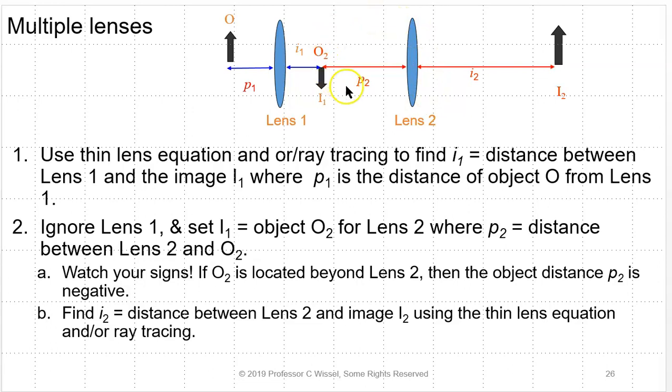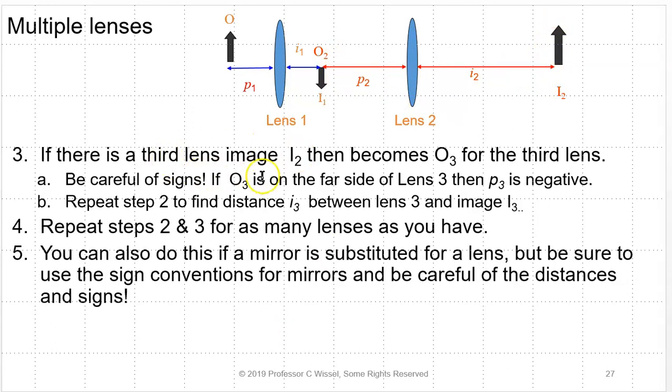Then you use the lens maker's thin lens equation, ray tracing, whatever you have, to figure out where the final image is. Now, if there's a third lens, this would be the object for the third lens. Say the third lens might be out here. Again, be very careful with your signs. O3, you can have the third lens here. If the third lens is here, then P3 is going to be negative. Repeat step 2 to find the distance to image 3 and keep on going. Repeat this for as many lenses as you have. You can also do this for a mirror, substitute for a lens, but be sure to use sign conventions for mirrors and be careful of distances and signs.